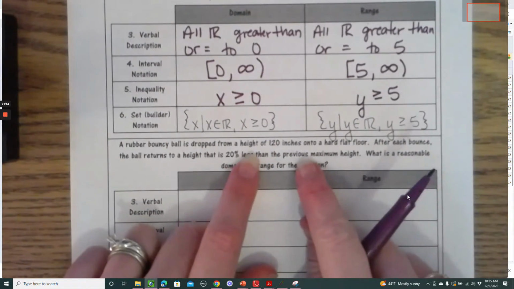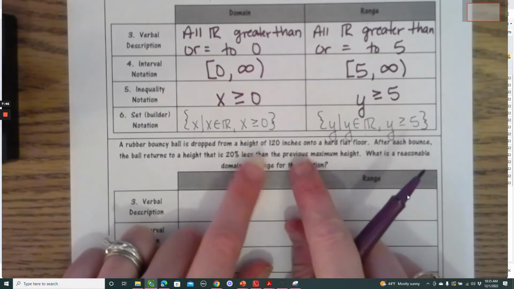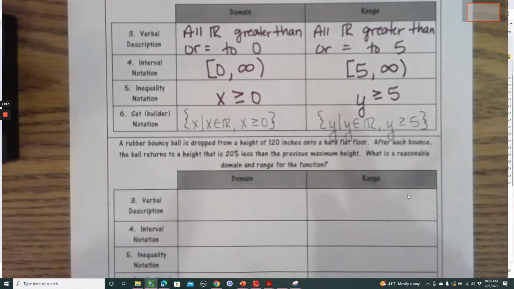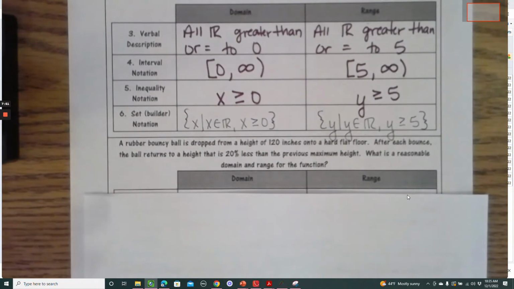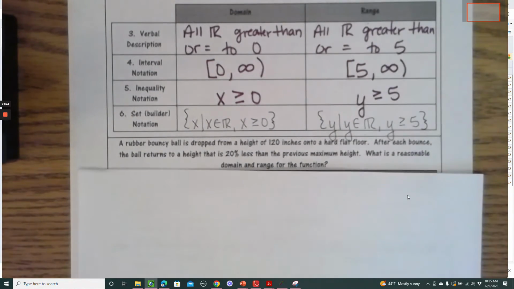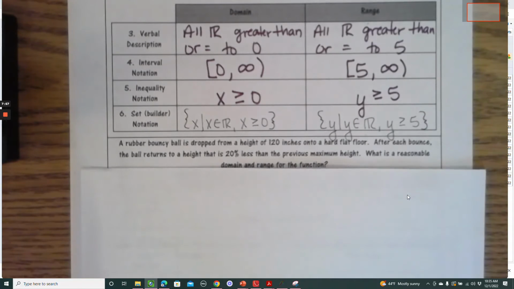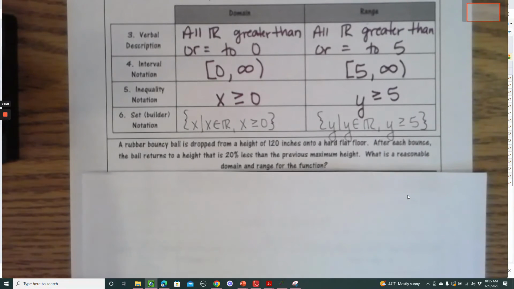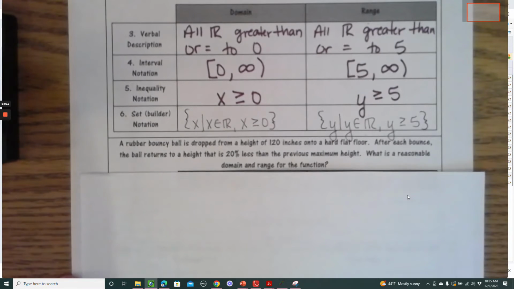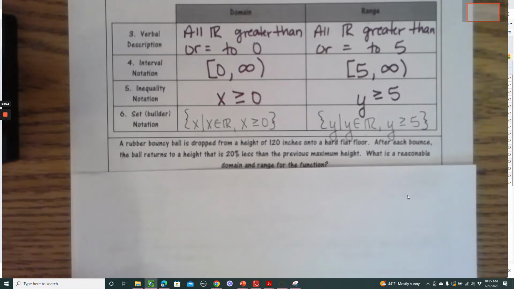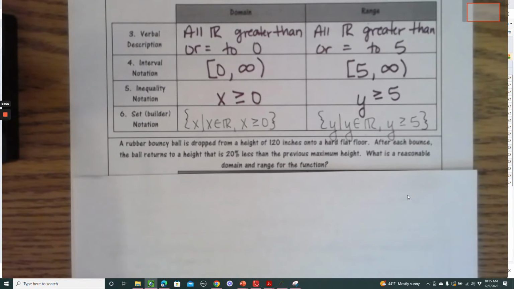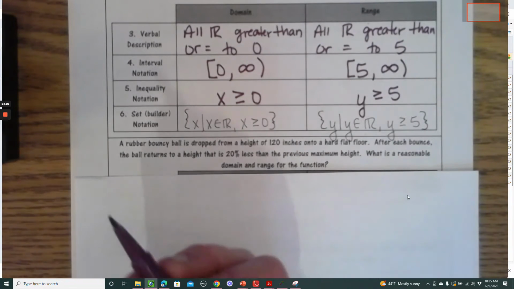All right, so let's write the expression or the equation for this one. But we've got to have a function first. A rubber bouncy ball is dropped from a height of 120 inches onto a hard, flat floor. After each bounce, the ball returns to a height that is 20% less than the previous maximum height. What is a reasonable domain and range for the function?